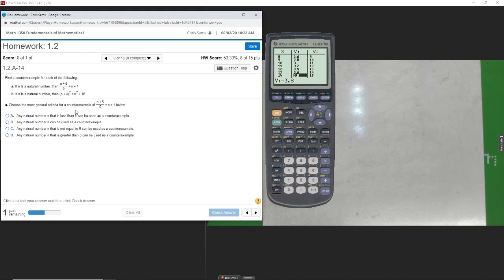So which one of these statements says that any natural number n that is less than 5 can be used as a counterexample? That is true. Any natural number n can be used? Yes, that's more true. Any natural number n that is not equal to 5? Nope. And it says any natural number n greater than 5. So any whole positive number that we use can be used as a counterexample, because you can see in this table none of these are equal.